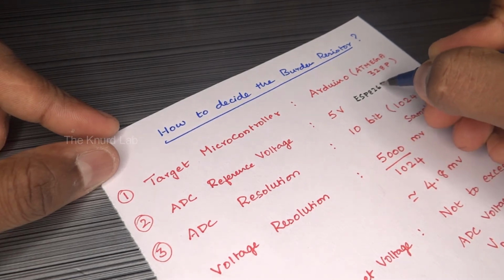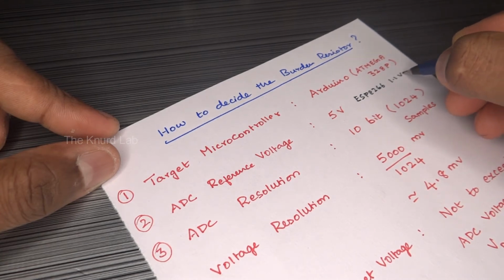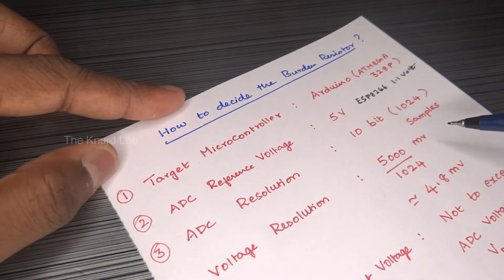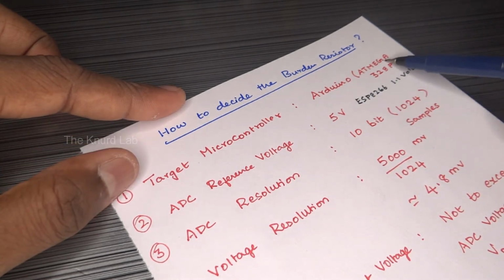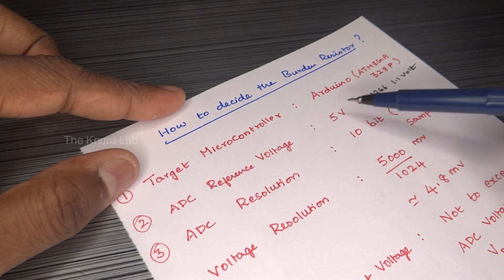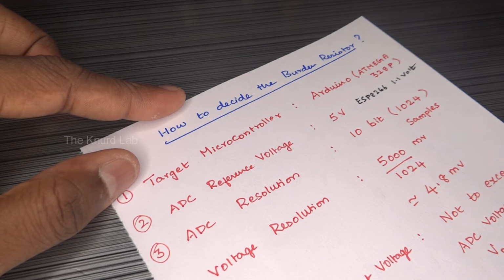And there are certain ADC ICs and breakout boards which allow you to set the reference voltage. So this plays a major role in selecting the value of the burden resistor. The next factor is the ADC resolution. The Arduino Nano, for example, has a 10-bit ADC. The ESP8266 also has a 10-bit ADC. And the ESP32, I believe, has a 12-bit ADC. Some ADC breakout boards even lets you choose between the ADC resolution that you want for your application.